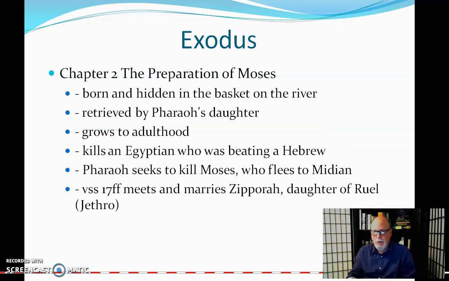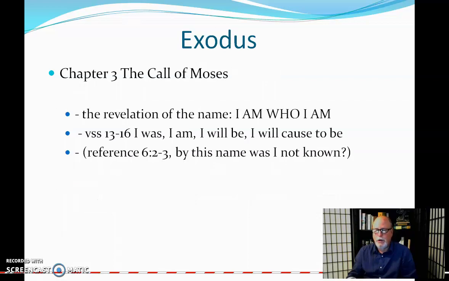In chapter 2, now we have the character Moses introduced. You may remember the story. He was born and hidden in a basket on the river, retrieved by the Pharaoh's daughter, grows into adulthood, and kills an Egyptian who is beating a Hebrew, and as a result, the Pharaoh sought to kill Moses, who then had to flee to Midian. There he meets Zipporah, the daughter of Ruel, who is also known as Jethro, and spends 40 years in the wilderness here. Then we have the call of Moses.